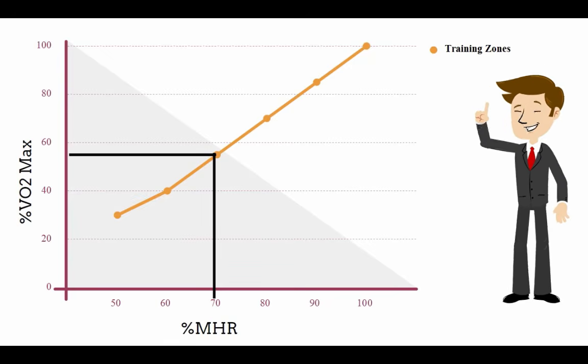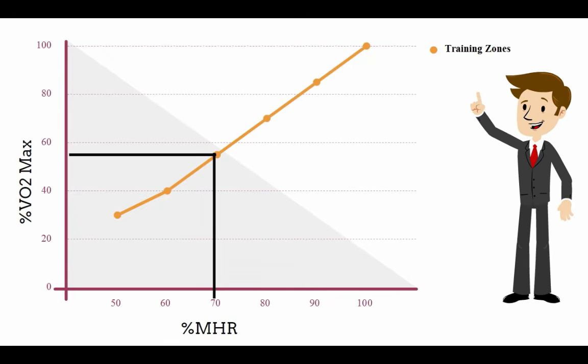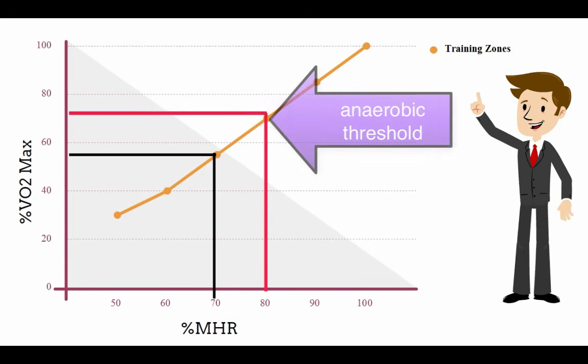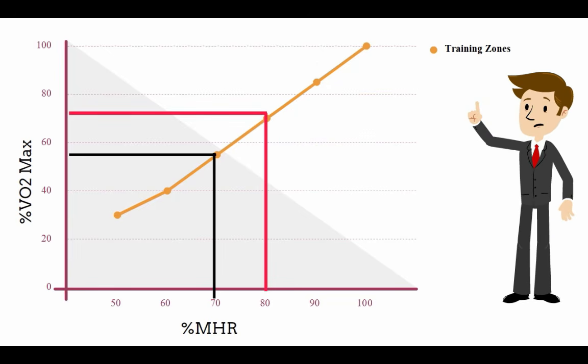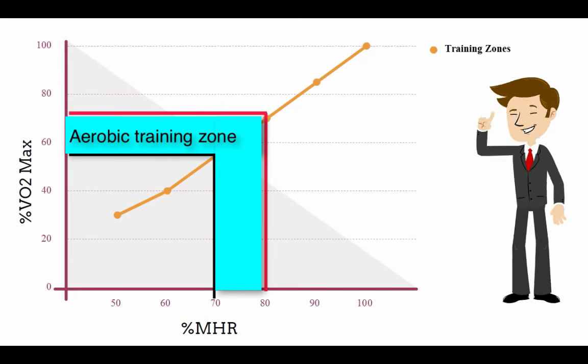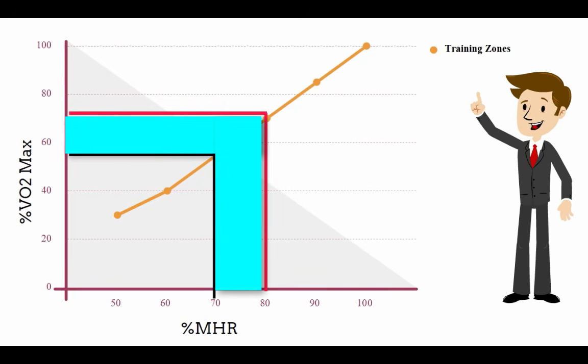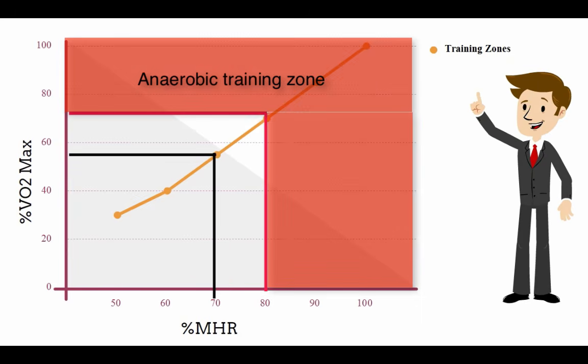The aerobic training threshold is around 70% maximum heart rate or 55% VO2 max. The anaerobic threshold is the intensity needed in order to produce an adaptation that will improve someone's anaerobic capacity. This is normally around 80% maximum heart rate and 75% VO2 max. The intensities between the two thresholds are called the aerobic training zone, as these intensities produce aerobic adaptations. Above the anaerobic threshold is the anaerobic training zone, producing anaerobic adaptations.